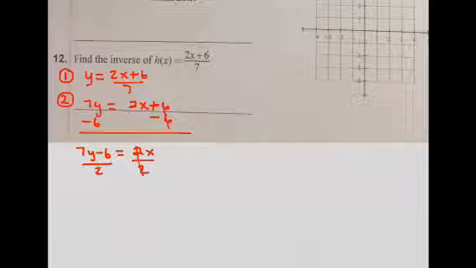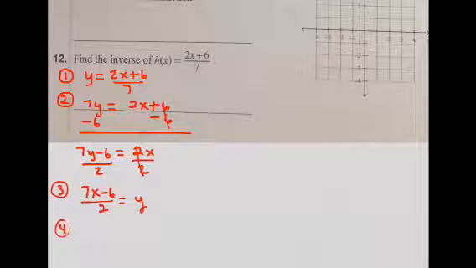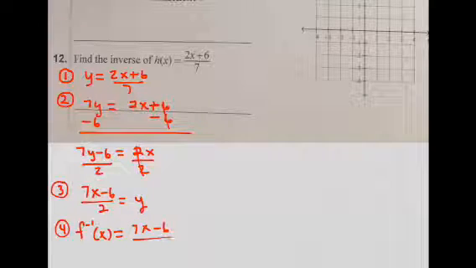And so now that x is by itself, we switch the x and the y. And then step number 4, we change the notation of y to function notation. That would be the answer for that.